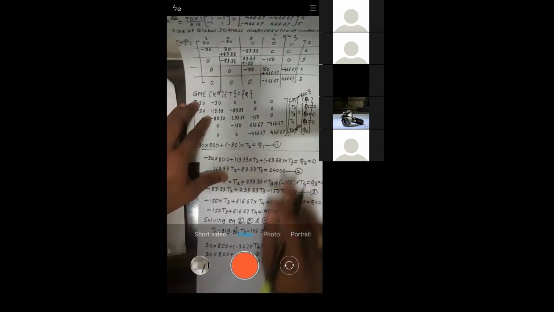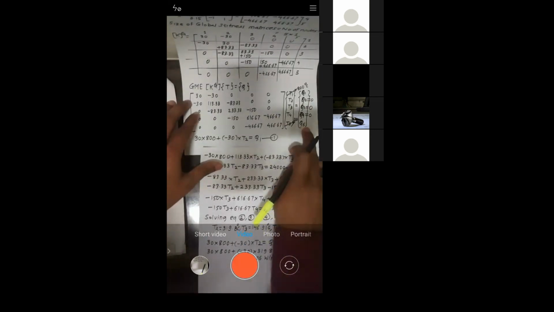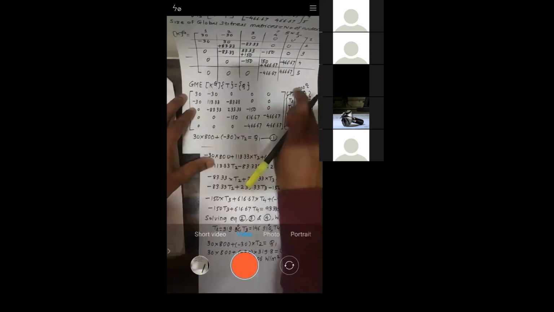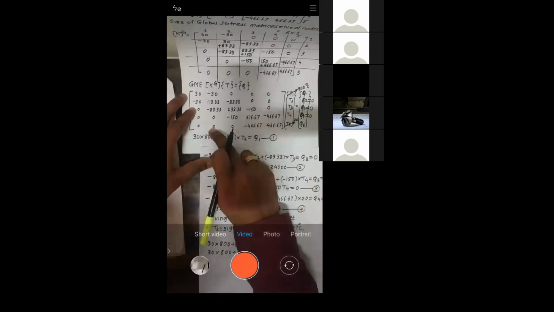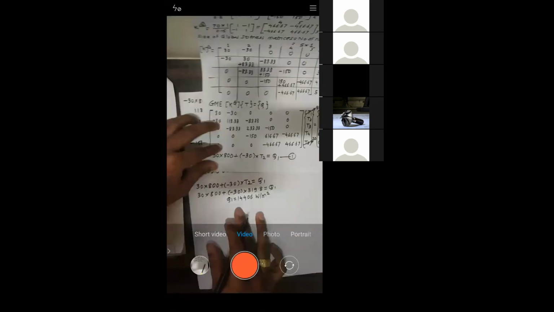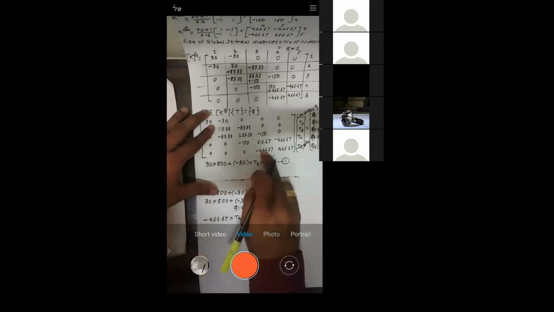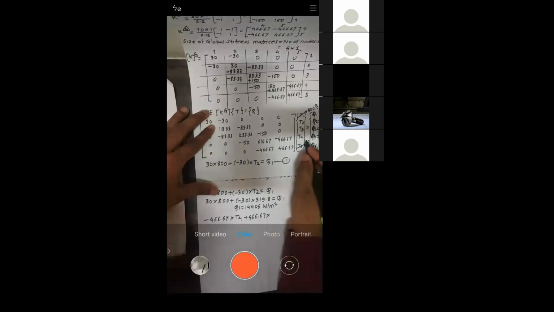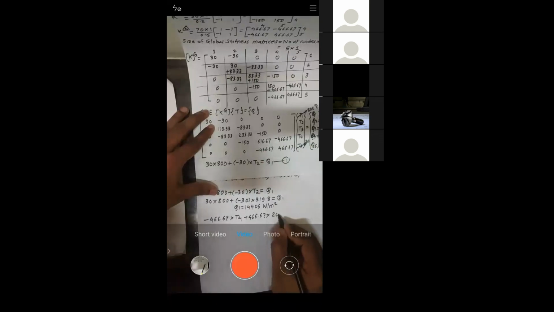Now we need to calculate Q5. See, Q2, Q3, Q4 are 0. We need to calculate Q1 and Q5. So see, how will we calculate Q5? Last row multiplied by this column. So 0 into 800 is 0. 0 into T2 is 0. 0 into T3 is 0. Then minus 466.67 into T4, plus 466.67 into T5, and T5 is 20, is equal to Q5, right?